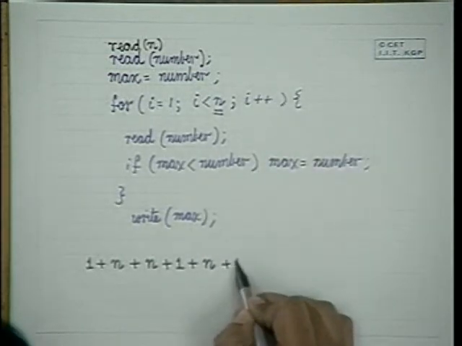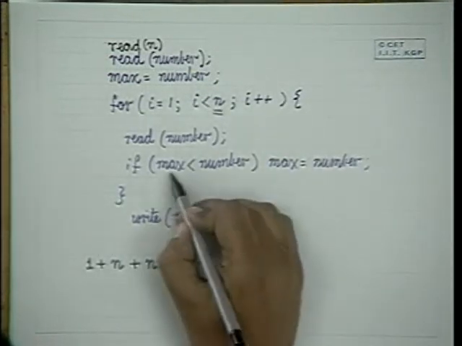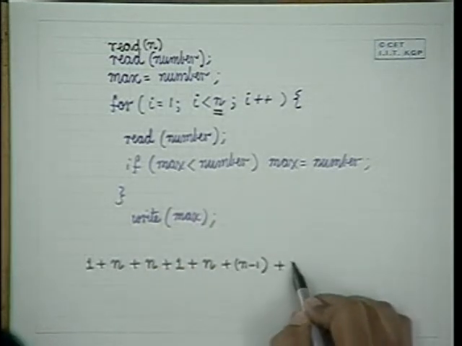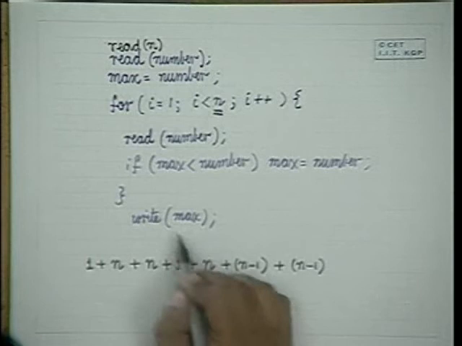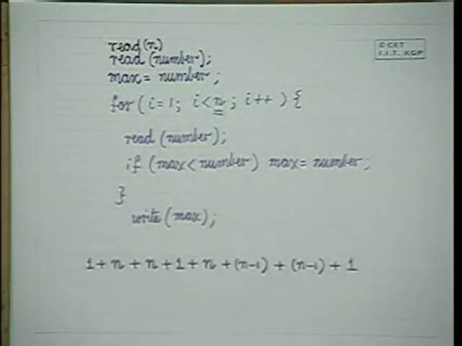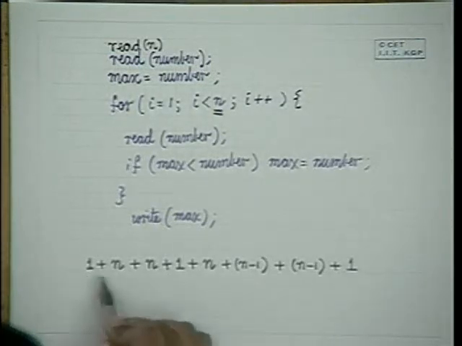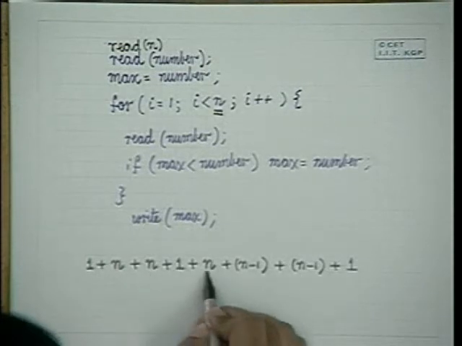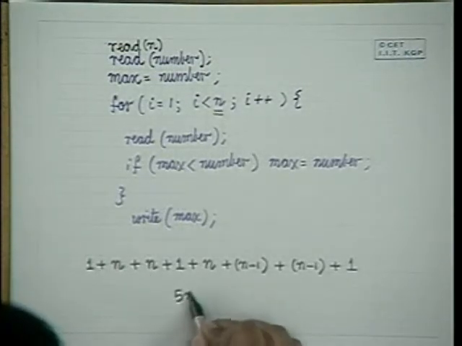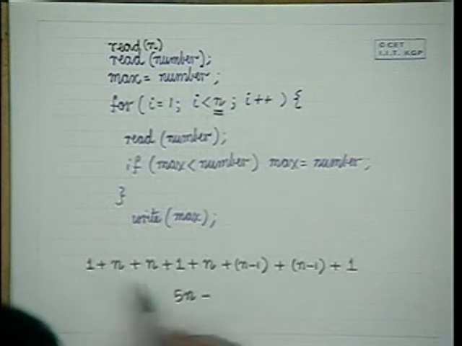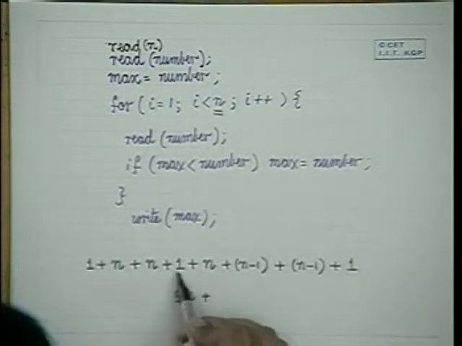This one and this one. So now this time statement is also proportional to the input. All right. So this is proportional to the size of the input. So what do we get? We get 1, 2, 3, 5n minus or plus 1.